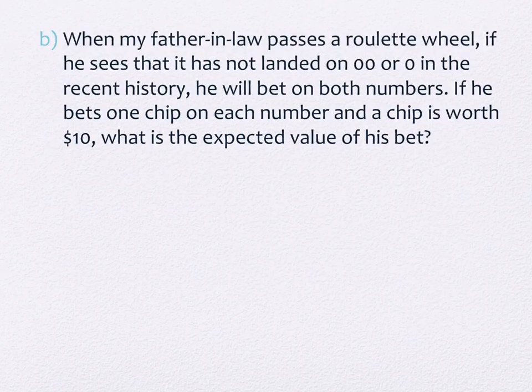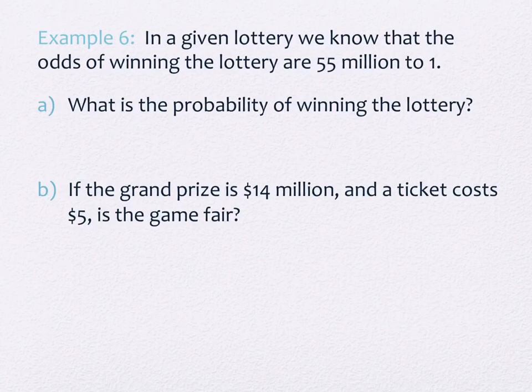So the example that we're going to look at is number 6. We're going to do a lottery. A lot of the things in this section specifically are gaming based, right? In fact, a lot of them in the chapter, we've done some cards and stuff too. This one's looking at a lottery. In a given lottery, we know that the odds of winning are 55 million to 1. What is the probability of winning the lottery?